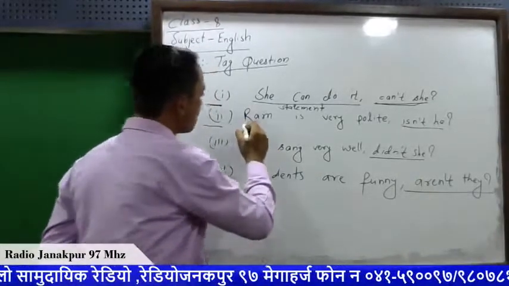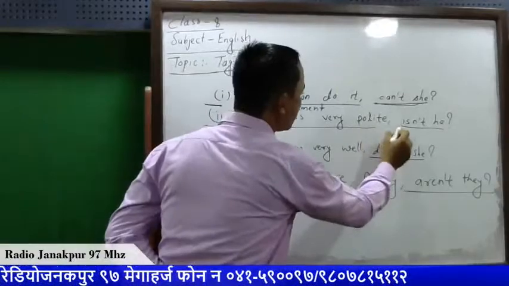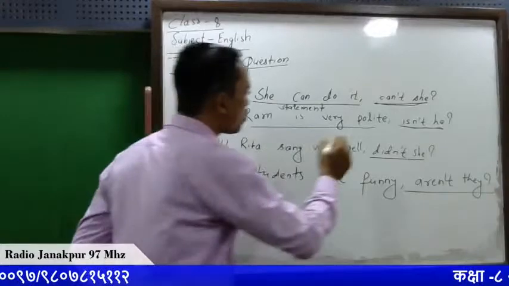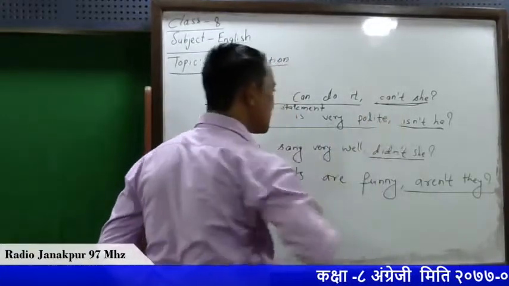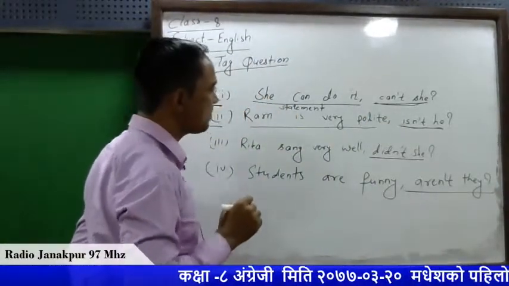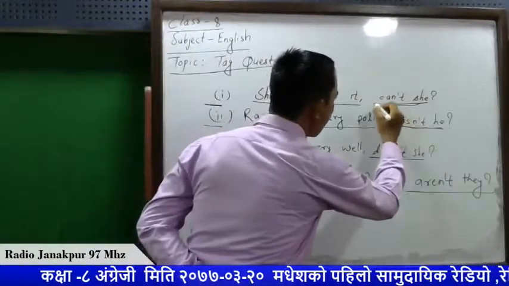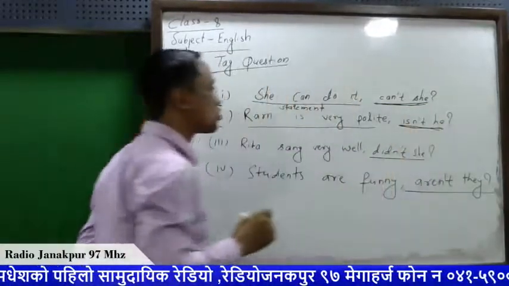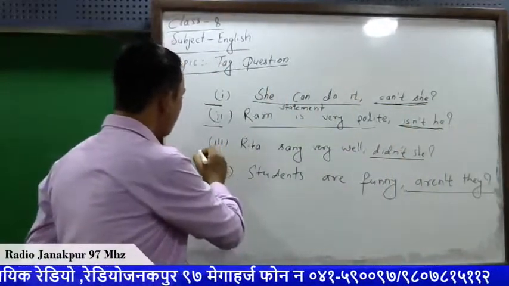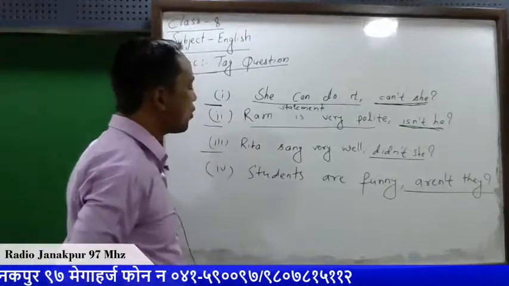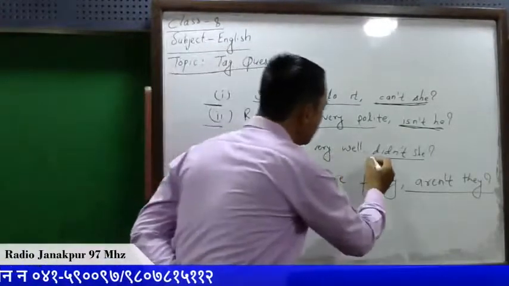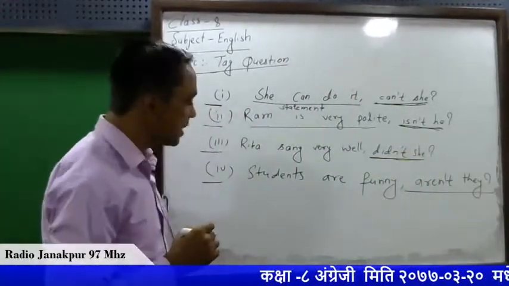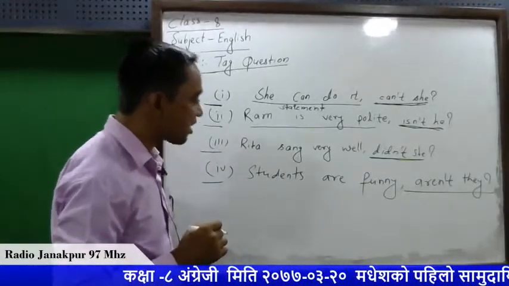This is a statement, and here is the question tag for this statement: isn't he? Here is also a comma at the end of the sentence and in the beginning of the question tag, and the question tag is always underlined, and at the end of the question tag there should be a question mark. Number 3 sentence, Rita sang very well, and the question tag is didn't she? Here is the fourth sentence, students are funny, aren't they?